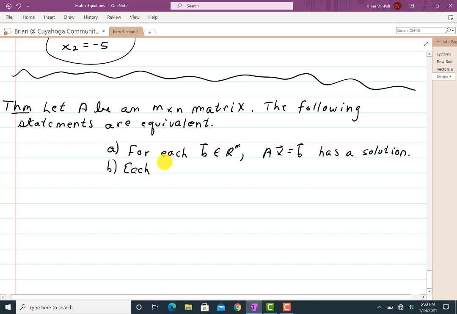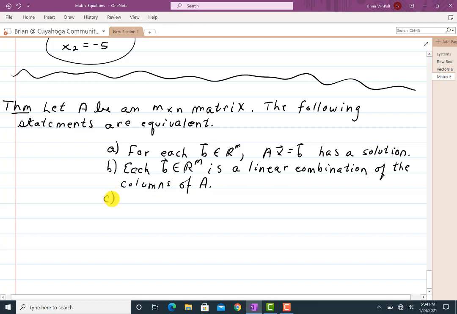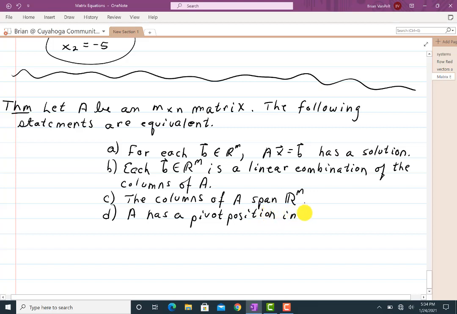B: Each b in Rm is a linear combination of the columns of A. C: The columns of A span Rm. D: A has a pivot position in every row.